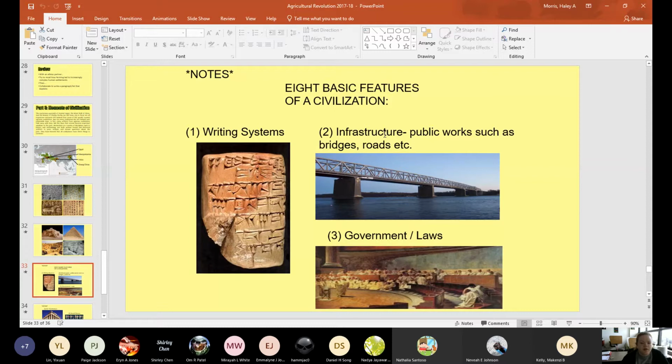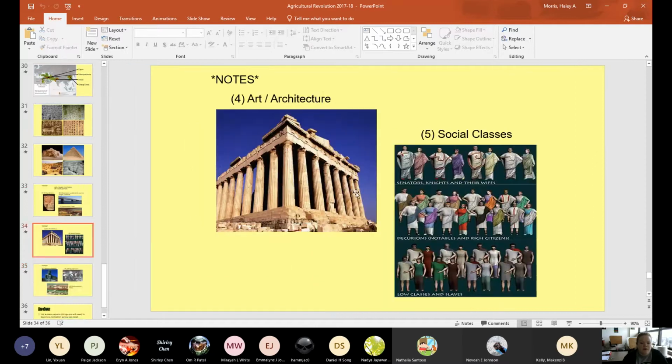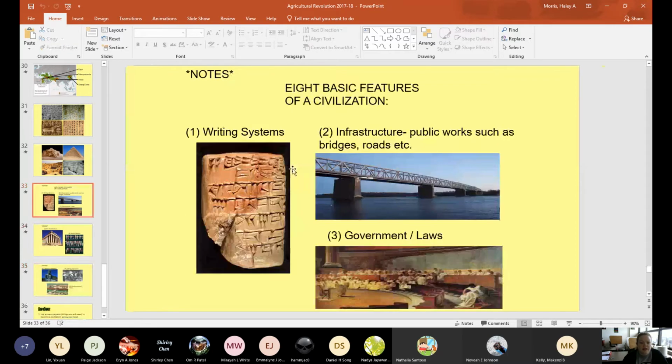All right. They also include infrastructure as a basic feature of a civilization. Infrastructure, or public works such as bridges, roads, etc. So obviously ancient bridges did not look like this. Ancient roads did not look like this, but they're still considered infrastructure. It's a very complex system to be able to develop roads and things like that. Also different canals. We'll get to talking about aqueducts eventually. Anything like that is considered infrastructure.